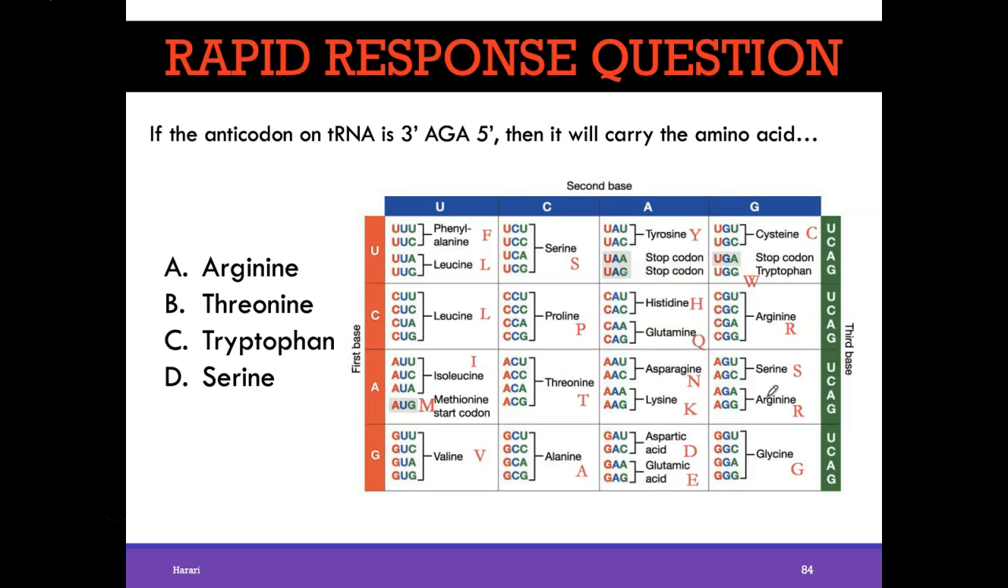One more rapid response question. If the anticodon on tRNA is 3' AGA 5', what amino acid would it carry? So pause here and work this out. We could draw it out. If the anticodon of the tRNA has AGA, that means it could recognize the mRNA codon U, C, U. And what do we have to do? Look at the codon table for UCU. U, C, U is serine. That means this has to be a serine amino acid.